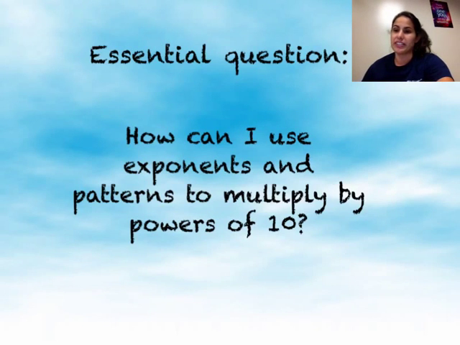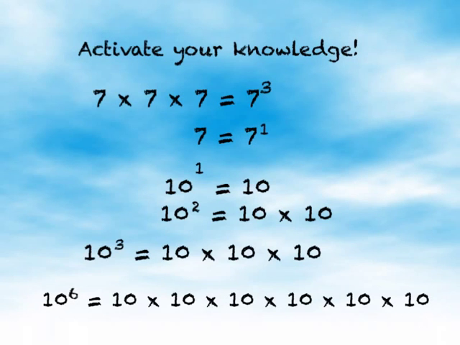Our essential question is, how can I use exponents and patterns to multiply by powers of 10? Let's activate our prior knowledge of exponents. 7 times 7 times 7 equals 7 to the third power. 7 is our base number, and 3 is our exponent. So 7 to the third power just means 7 times 7 times 7, or 7 multiplied by itself 3 times.